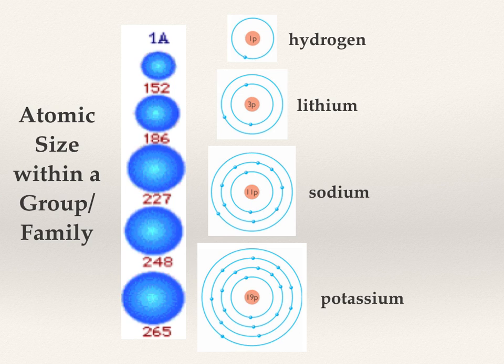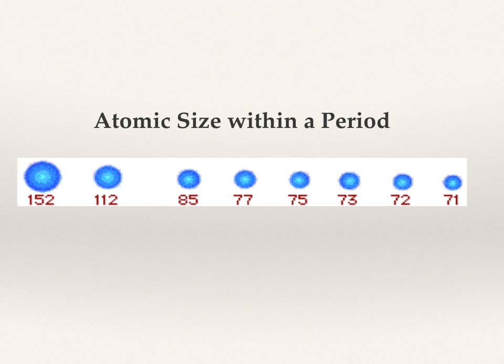If we look within a group, the reason that the atomic size gets bigger is that you have an increased number of energy levels. Sometimes these are called shells where the electrons live. Even though this isn't the most accurate model that we have today, it's a pretty useful and pretty concrete example. As you go down a group, from hydrogen to lithium, sodium to potassium, you get one additional ring, and that increases the atomic size.